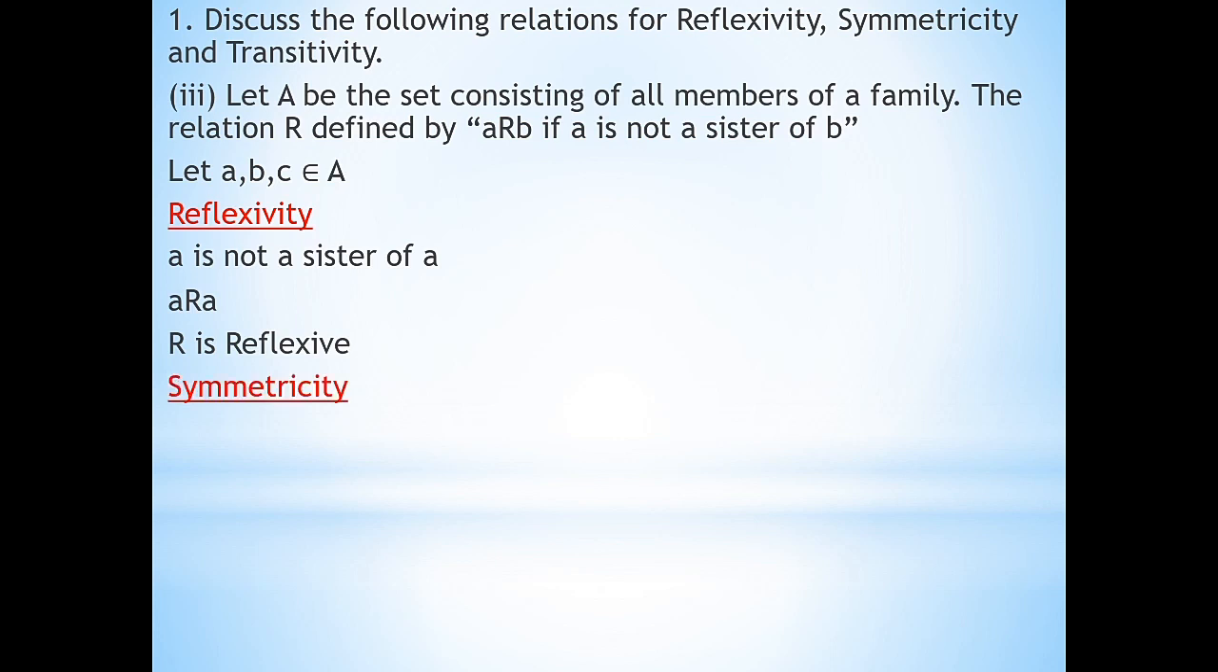Coming to symmetricity, we have to take A and B as they are. So A is not a sister of B.